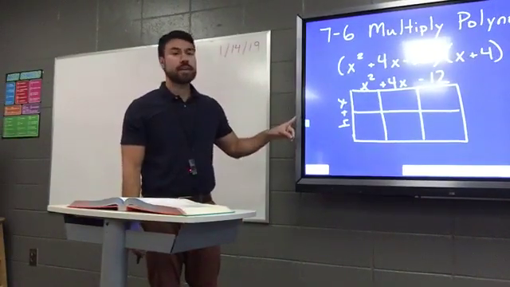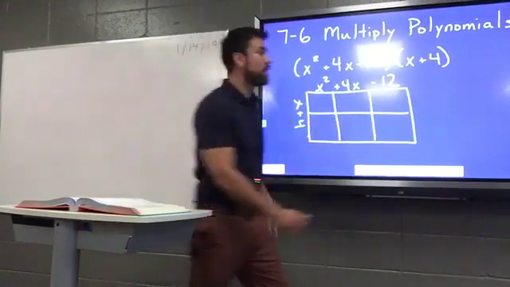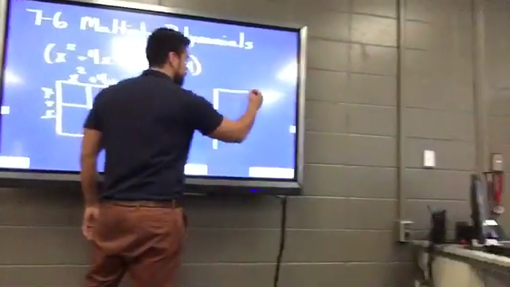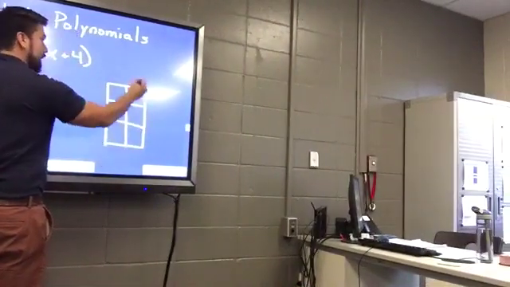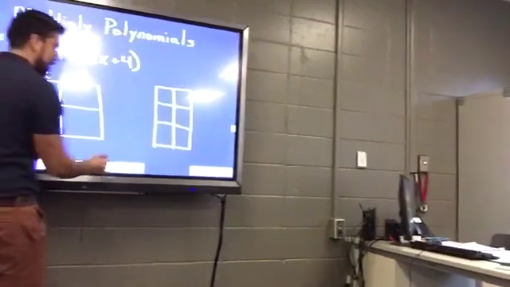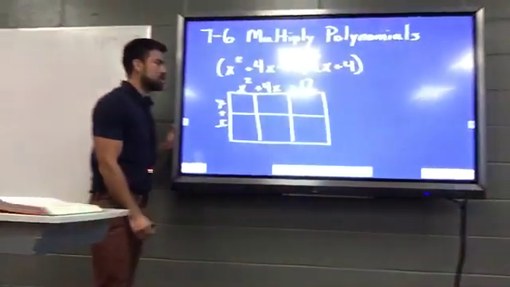Okay, now listen to me carefully. This could have been written in a different way. And you don't have to write this, but it could have been written in this way. You put the binomial and the trinomial on the side. Either way is going to work. It's the same thing. But let's go ahead and do this together.